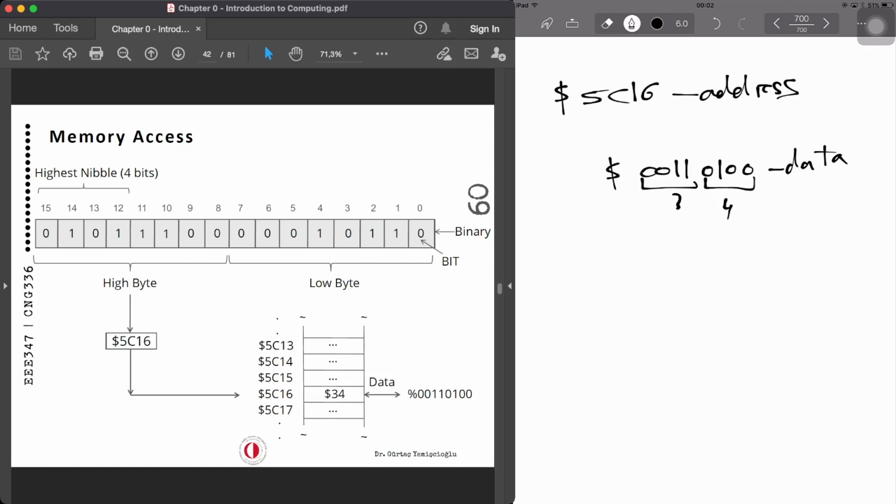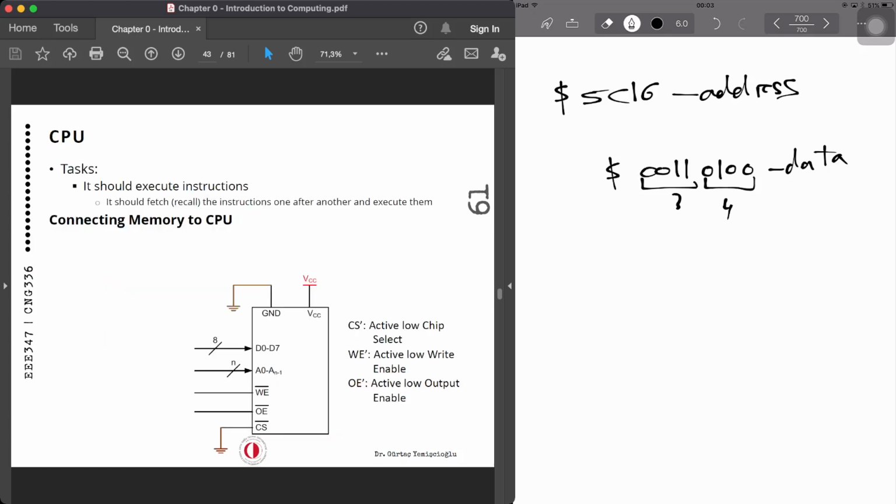Now, when we consider these memory accesses, another important thing is how are we going to connect this memory to the central processing unit? Because it's important to send data and retrieve data from memory to do some operations. Now, the CPU executes instructions, it has to fetch, do some operations, and send it back.